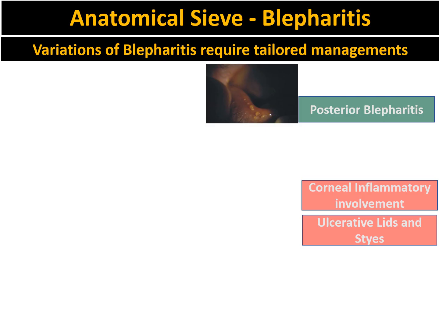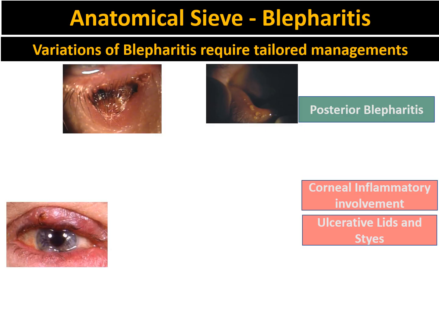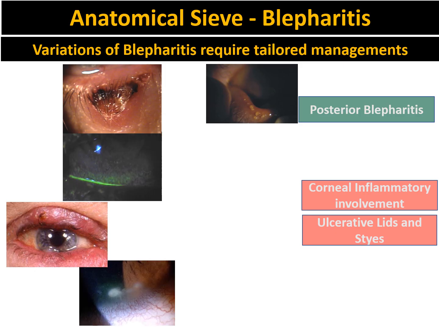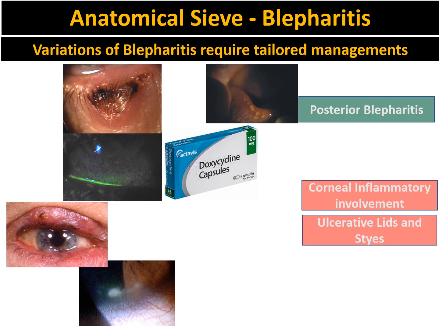Posterior blepharitis can become severe and even ulcerative. This clearly needs to be addressed as meibomian gland dropout is likely. Toxins along the lid margins can also instigate a corneal inflammatory response. In this case, we would prescribe a tetracycline drug such as doxycycline. These are the go-to drugs for blepharitis as they have both antibiotic and anti-inflammatory effects. If the cornea is involved, a topical steroid could also be added to the mix.